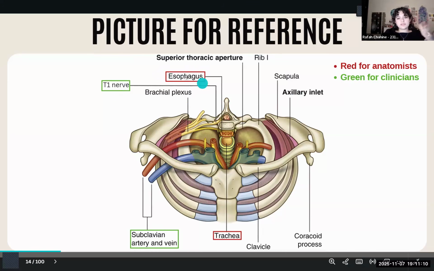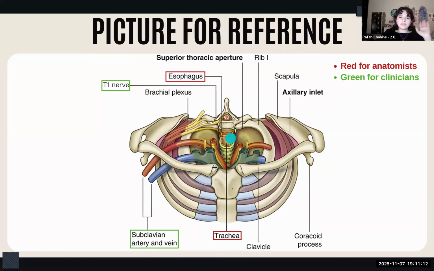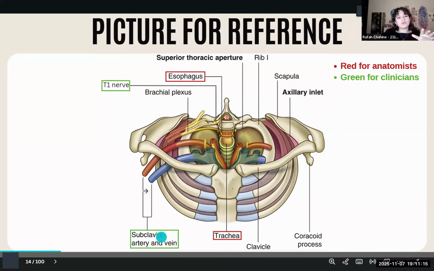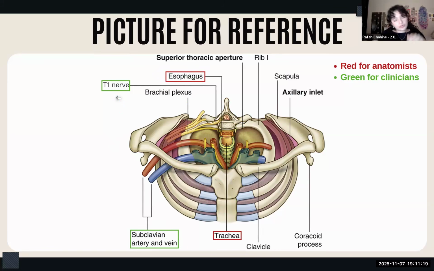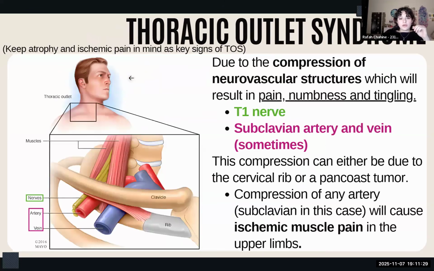Red, again, anatomists say food and air go in, so inlet. But then clinicians say, oh, subclavian artery and vein and T1 nerve out, so outlet. I highly doubt they're going to ask you about this because it's very nitpicky, so it's honestly useless. But in case they do, I hope you understand it. Right. So clinicians call it thoracic outlet.